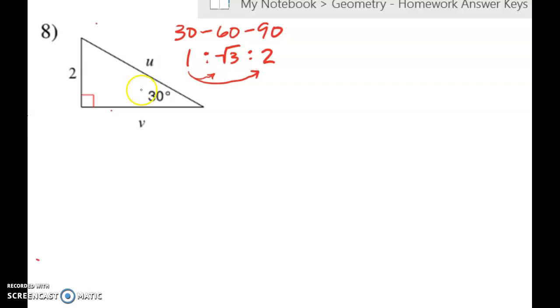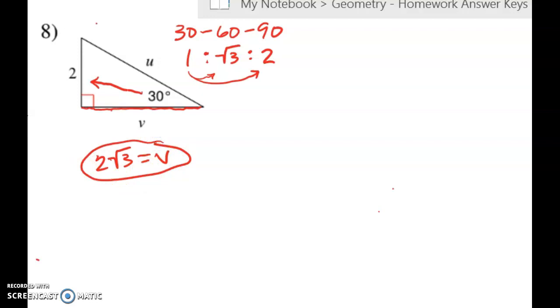So the side that's opposite the 30, this one's nice because they give me the expression for that. So 2 is the side that's opposite the 30. If I take that and multiply it by root 3, I get the side that's opposite the 60, or in this case, v. So 2 times root 3 equals v. And actually, I'm done. I can leave it in terms of that square root.